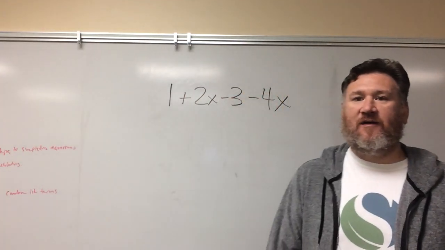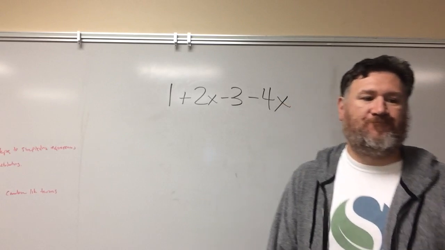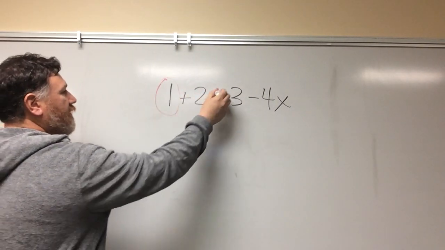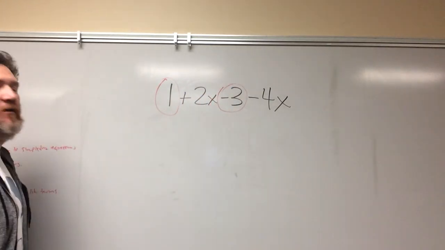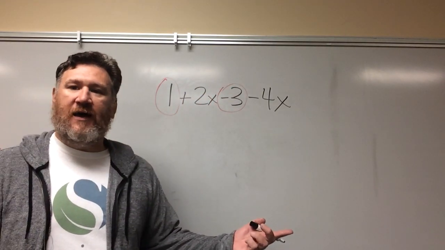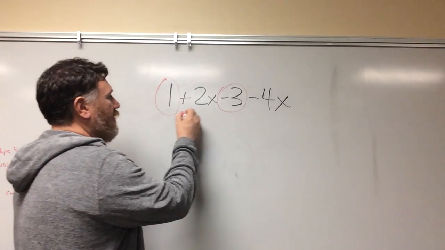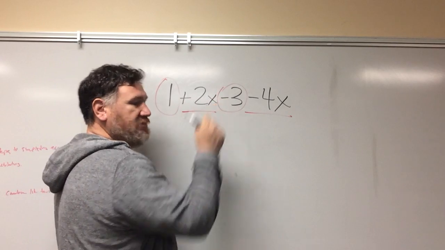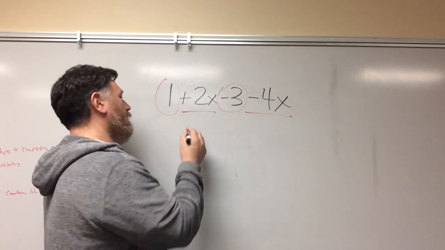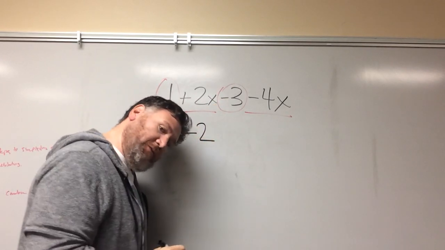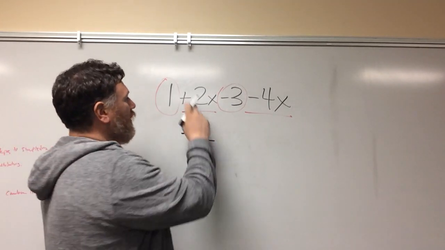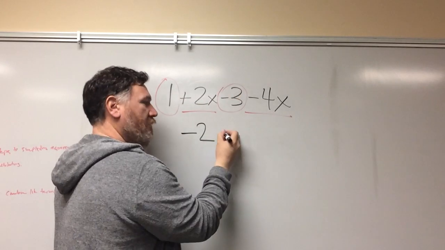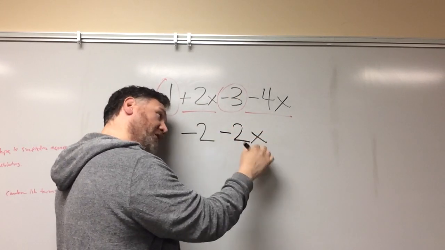What are things that are alike that we can put together? The numbers. So 1, negative 3. The x's are alike, so we can put those together. 1 minus 3 is negative 2. Positive 2x minus 4x, positive 2 minus 4, also negative 2. Don't forget your x.